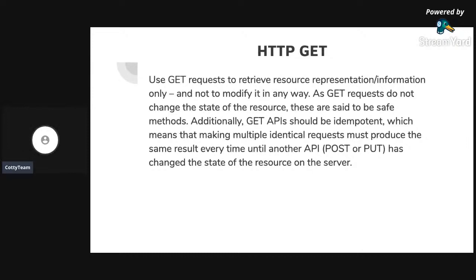So let's talk about this. So you use get request to retrieve resource representation information that you might not need to modify in any way. So get requests do not change the state of the resource; they are safe methods. So it's best to use get methods in a situation where you will not need to modify the resource you are fetching in any way.